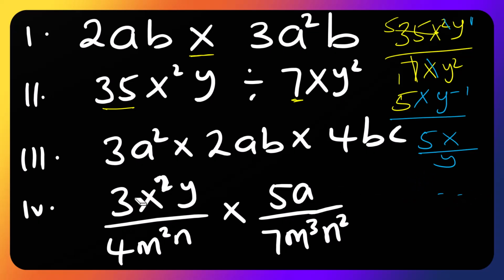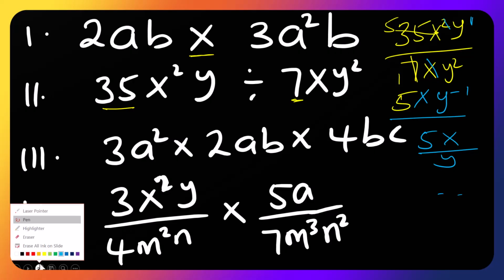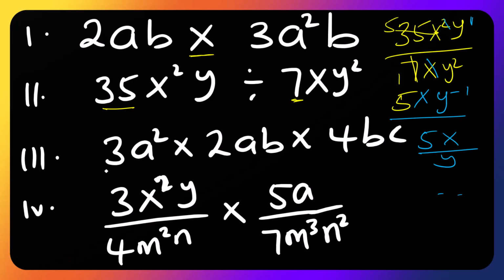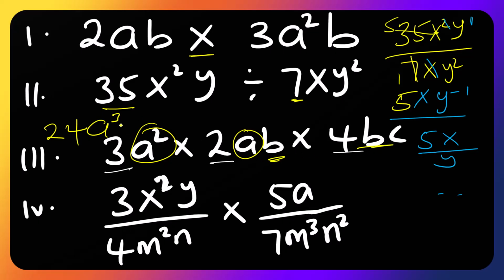Now let's look at the third one. It is not different from the first one. We have 3 here, 2 here, 4 here. 3 times 2 is 6, 6 times 4 is 24. We have a squared times a, so that will be a cubed. We have b times b squared, and we have only c. So 24a cubed b squared c.